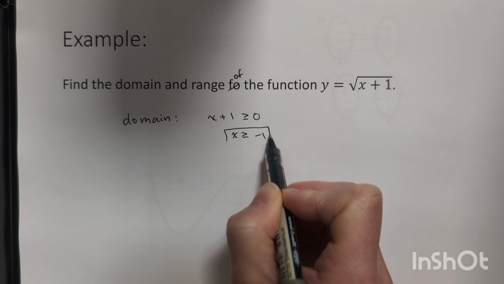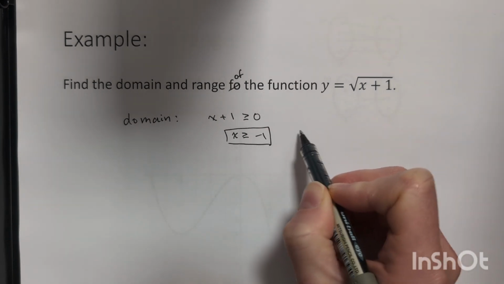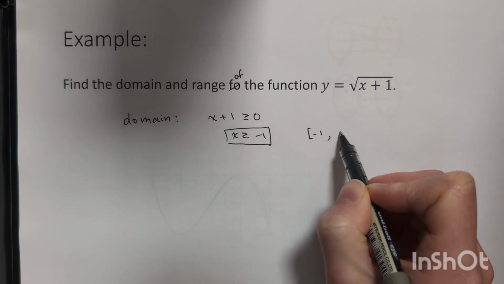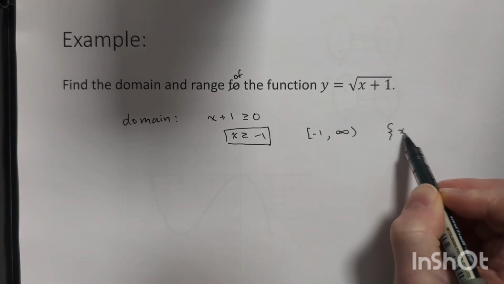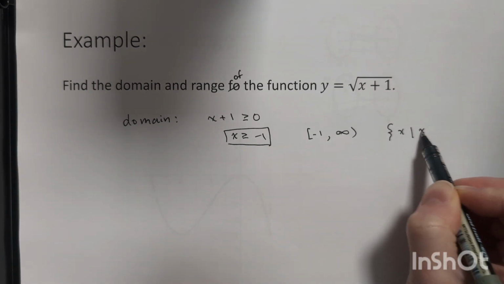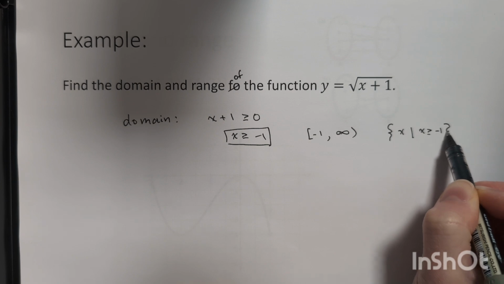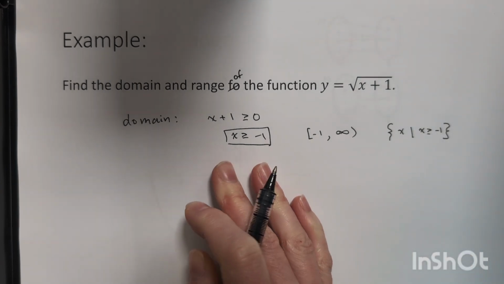That's a fine way to write it. You could write this in interval notation where you have -1 to positive infinity, or this more complex: we have the set of x's such that x is greater than or equal to -1. All of those are fine ways of writing it.